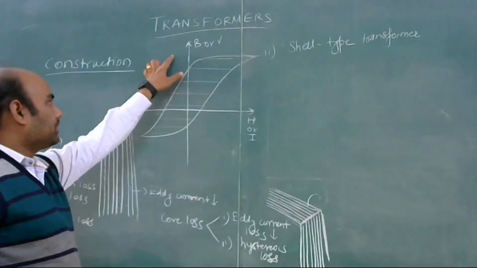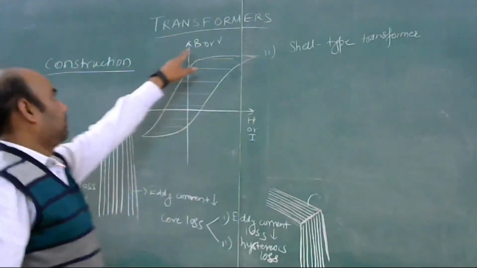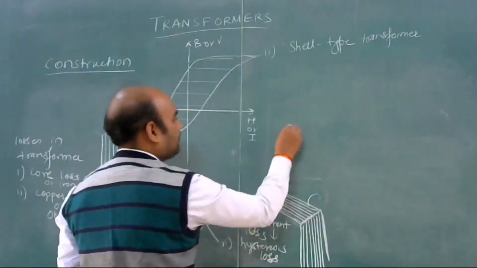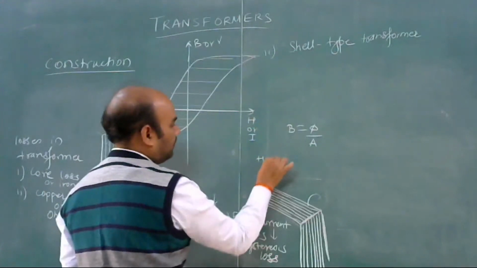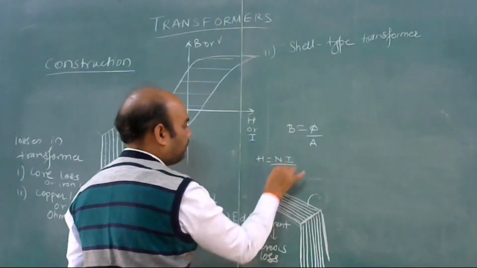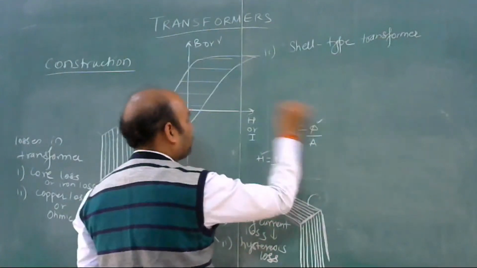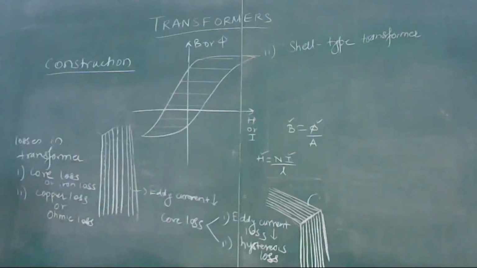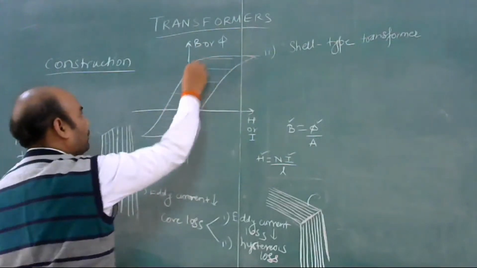This is magnetic flux density and magnetic intensity, where B is proportional to phi, as B is equal to phi upon area, and H is equal to Ni upon l. So H is proportional to I, and B is proportional to phi, and phi is proportional to V. The area under this loop gives the hysteresis loss.